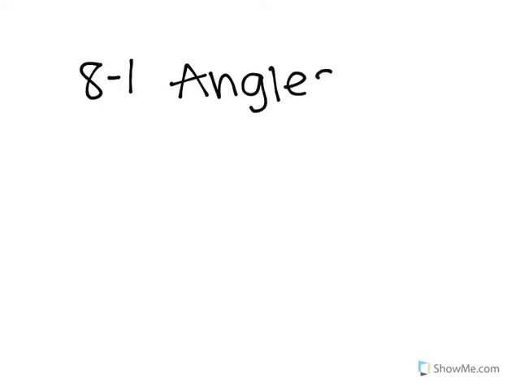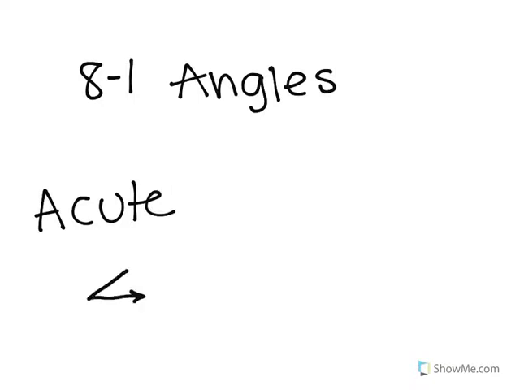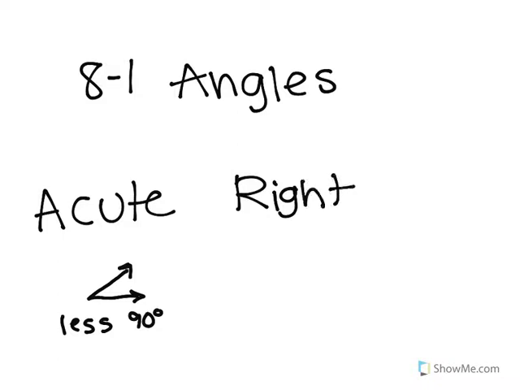Okay, boys and girls, on this part of 8-1, we're working on angles. And this is the type of angle. So you can have an acute angle, which remember I taught you is a cute little angle, which means it's less than 90 degrees. You can have a right angle. That looks like this and is sometimes symbolized with this, which means it's 90 degrees.